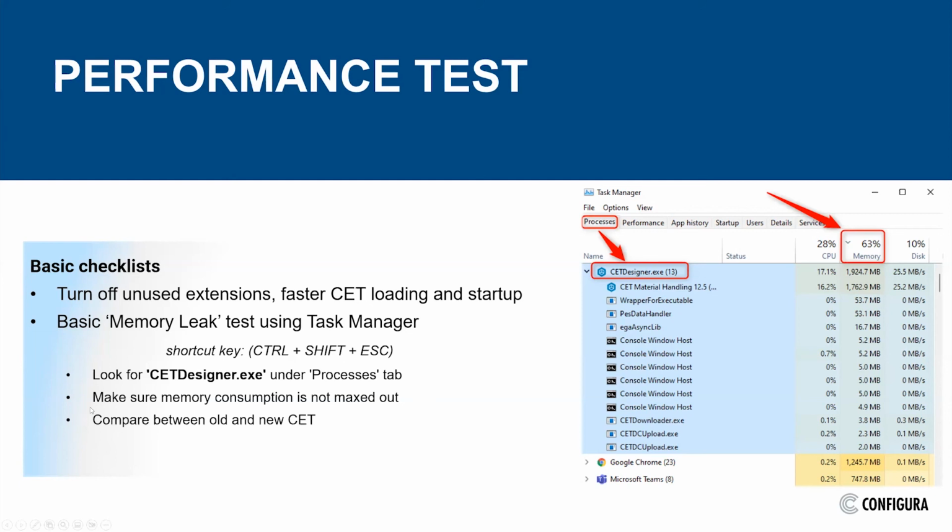Now, speaking of memory consumption, it is very subjective because it depends on the size of the extensions that you're working on. Just make sure that it does not max out all of the available memory that you have. For example, you should not be seeing a constant 95 to 99% usage, because that's not only going to slow down CT, that's going to slow down your computer as well. So this is what a basic memory leak test is all about.